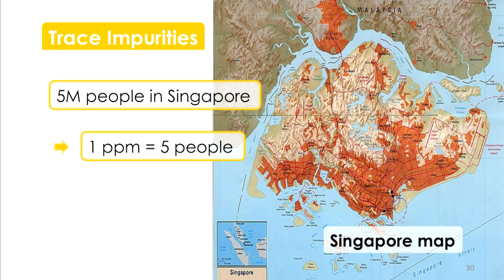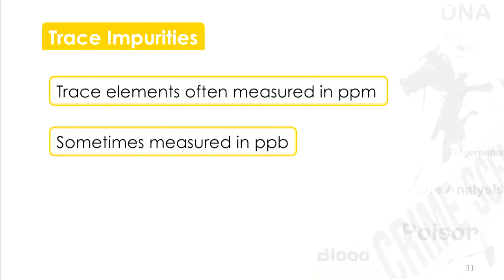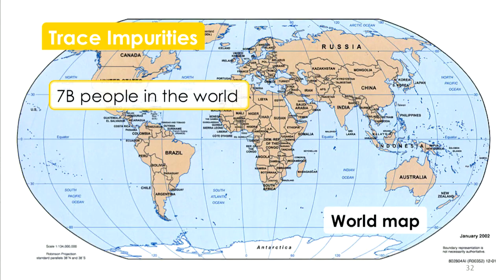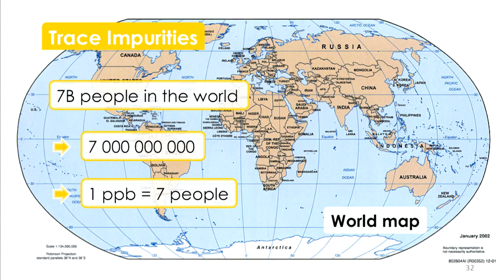Smaller than a ppm is the ppb. ppb stands for parts per billion. So 1 ppb is 1 part in 1 billion. To put this in a similar context, the population of the entire world is about, at the moment, 7 billion people, 7,000 million. So detecting 1 ppb would be finding 7 people in the whole world. Detecting elements at the ppb level is also possible with modern technology.